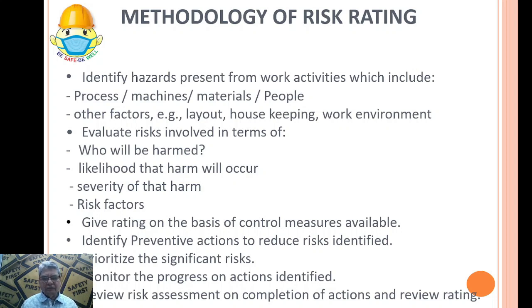Now again you have to categorize the risk, that is critical risk, major risk, minor risk, minimal risk, and then prioritize which are the significant risks. Now decide the action, but at the same time monitor the progress on the actions identified. So you may decide to do something but you are not acting on it. So you are supposed to act on it according to the time frame which you have decided. Review risk assessment on completion of actions and review rating. So again, if you complete the action, do the risk assessment again and see whether the risk is reduced or not, whether there is some improvement or not. So we are trying to repeat what we have learned in the last discourse.